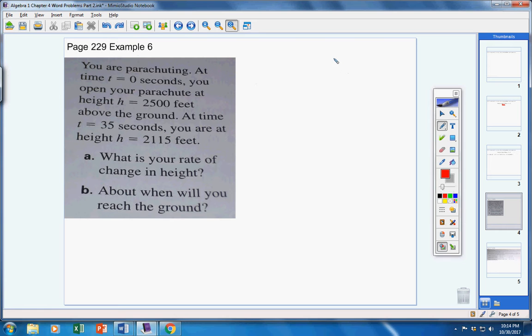Let's get a picture of this, okay? Here's the plane. You jump out. You don't pull your string right away. Right here at this point, you pull the string, and that's at 0 seconds. Alright, the ground's down here, and you are 2,500 feet in the air. Now 35 seconds later you pull the string, so the blue point right here represents that, 35 seconds later. Now you're closer to the ground. Now you are 2,115 feet from the ground.